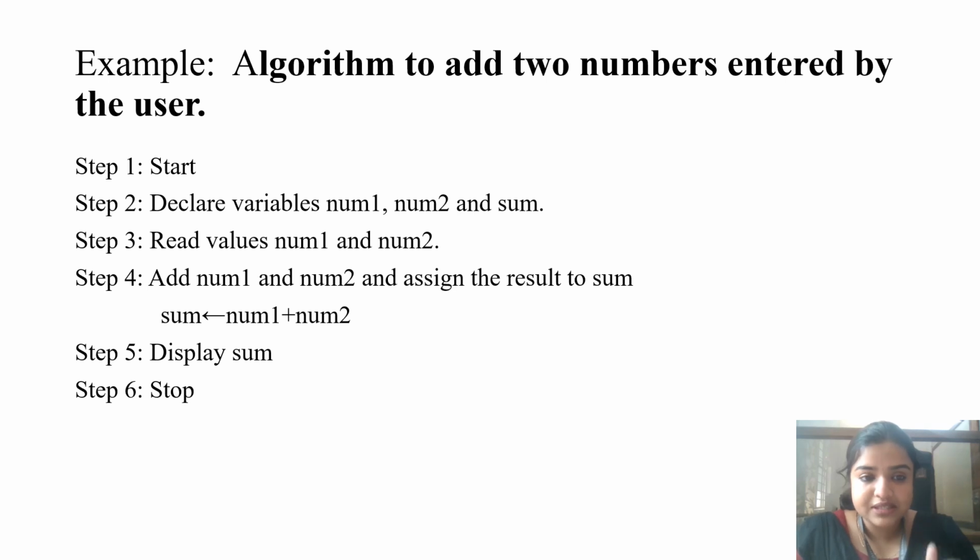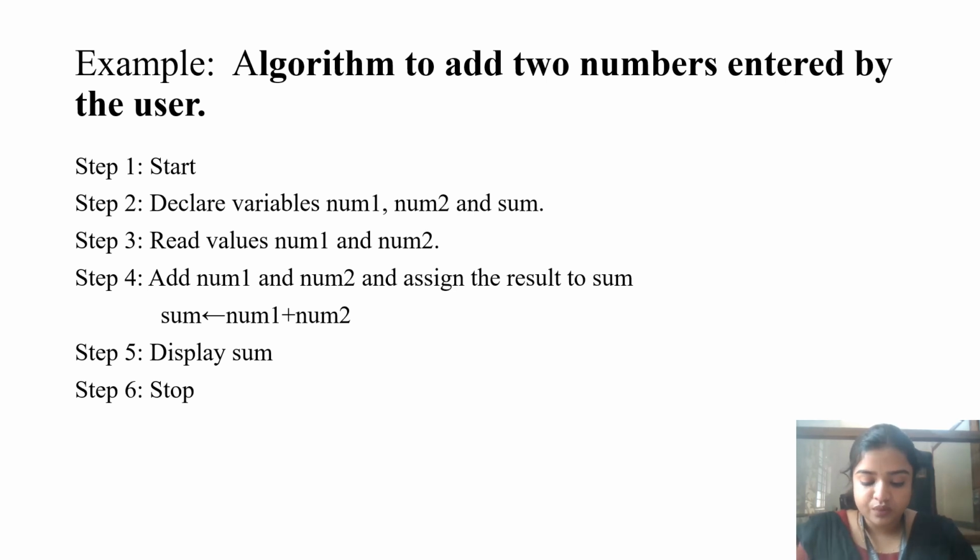So here, let's see the example to add two numbers entered by a user. The first step is start. In step 2, we declare the variables which we need. To add two numbers, we need two variables and then a variable for the sum, so totally three variables. In the first step we started. In the second step we declare those variables as num1, num2 and sum.